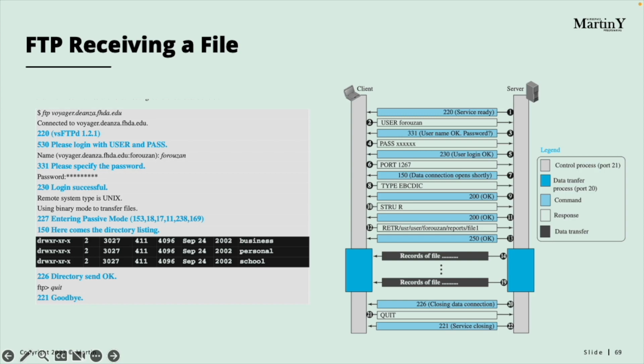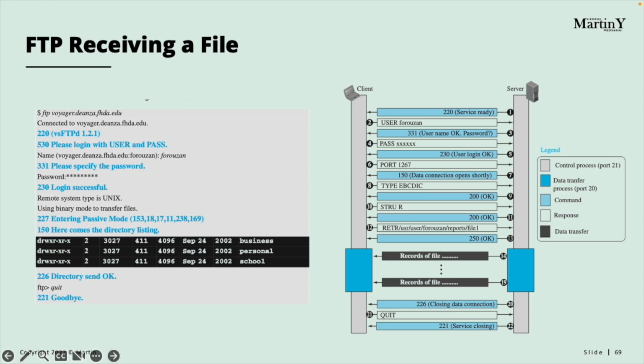Firstly, the server should be on, so it provides this code 220 that the service is ready to use. After that, we send the username from the client, and the server asks us for a password. We provide the password, and the server says, okay, the password is good, so let's continue. Then we provide the port on which we want to get the file transfer, and we get a message that the data connection will start shortly.